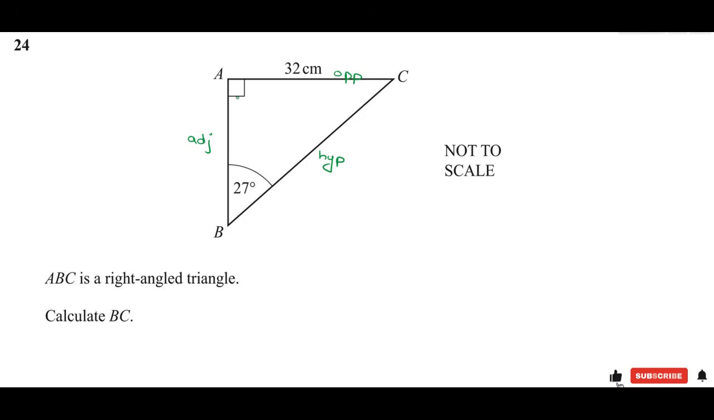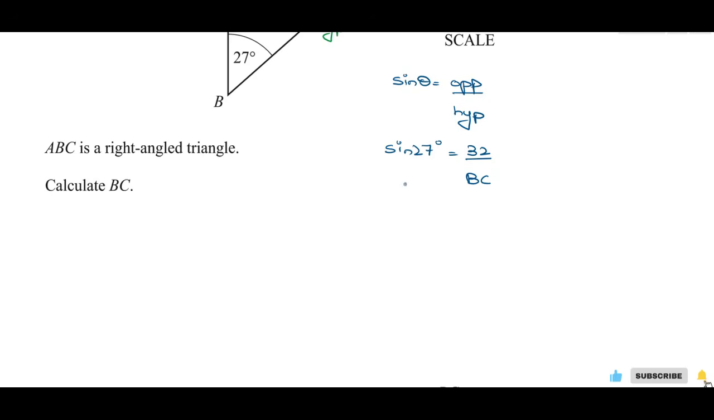For a right angle triangle, we can use trigonometric ratios. We can use the ratio for sine, right? So here we can say sine of theta is equal to opposite over hypotenuse. So what is theta over here? We have 27. So sine 27 degrees is equal to opposite, which is 32, and the hypotenuse is BC, which we need to figure out. So to solve for BC, we can cross multiply. BC is over here and we have 32 divided by sine of 27 degrees.